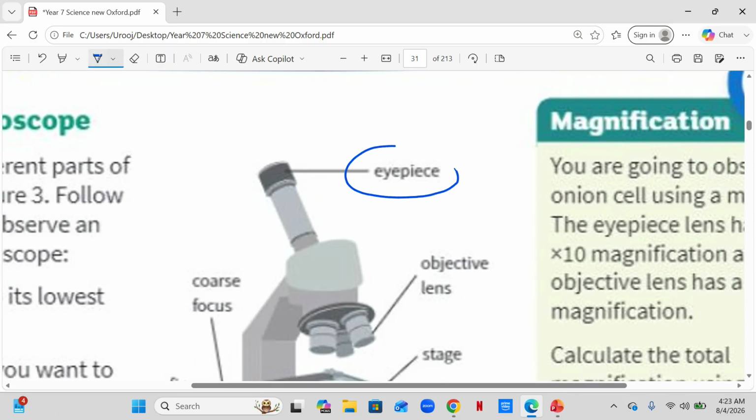So this is called the eyepiece. The eyepiece is the lens at the top of the microscope, as you guys can see. We look through it with our eyes. It magnifies the image formed by the objective lens, usually 10 times, making the specimen appear larger. It's just like looking through binoculars, which makes a distant object appear closer. The eyepiece helps us see the tiny cells more clearly.